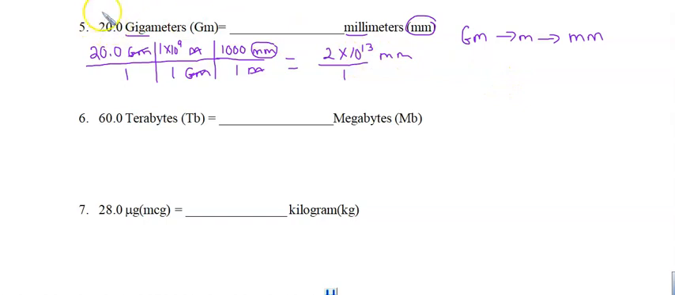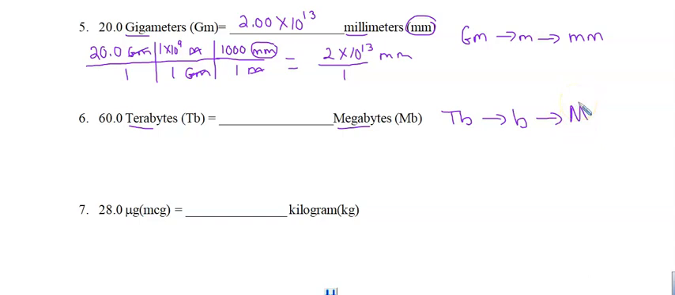Now, this has 3 significant figures. That right now only has 1. So to make it have 3, I'm going to add 2 more zeros. And there's my answer. Alright, so look at this one. Prefix, prefix, metric, metric. So I'm going to go from terabytes to bytes, and from bytes I'm going to go to megabytes. Careful with the M's.